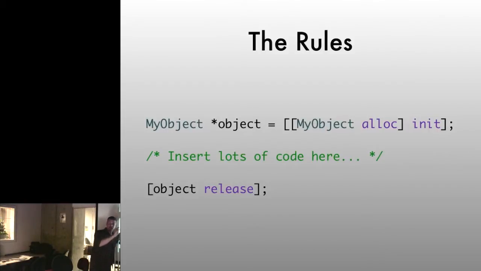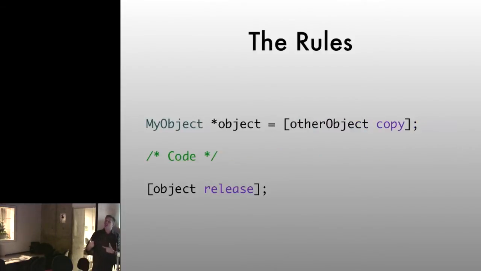Increases the reference count and sets it to 1. Init, what does that do to the reference count? No, it could do something under the hood, but we don't assume it does anything. We assume that allocate sets the reference count to 1. We do a bunch of stuff with the object. We pair it with release. Seems simple enough, right? Allocate, release.